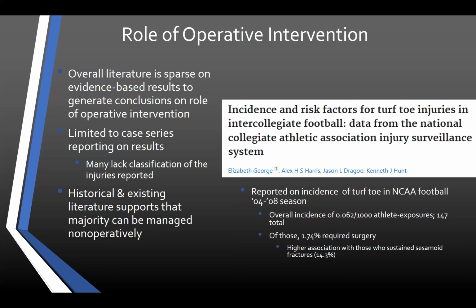But we do know that functionally, the vast majority of turf toe injuries can be managed non-operatively. We saw this historically in the last paper, as all of them were managed non-operatively, as well as in a 2013 study where they found that the incidence of surgically treated turf toe injuries was less than 2%. But those who had a sesamoid fracture did have a higher association of needing to be managed operatively.